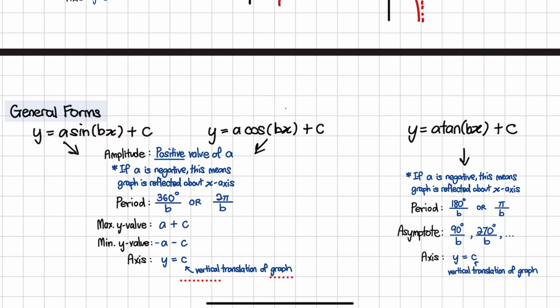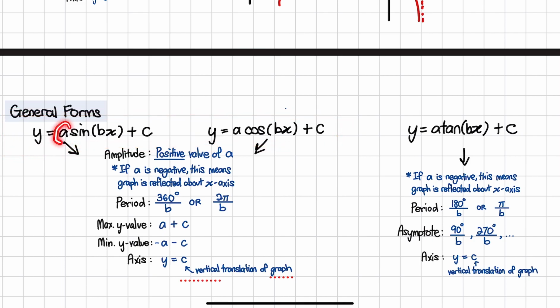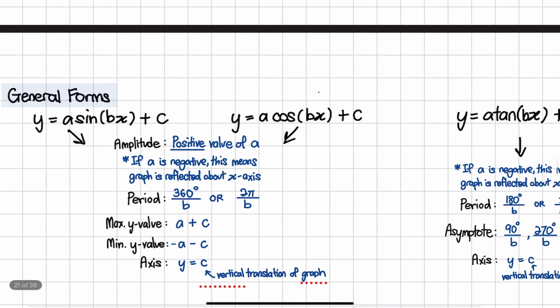What does a mean in terms of your sine and cosine function first? A represents your amplitude. Remember, amplitude is the positive value of a. So that means if let's say this number here is negative 3, the amplitude is just 3. I'm only taking the positive value. Okay, the negative means that your graph is reflected about your x-axis.